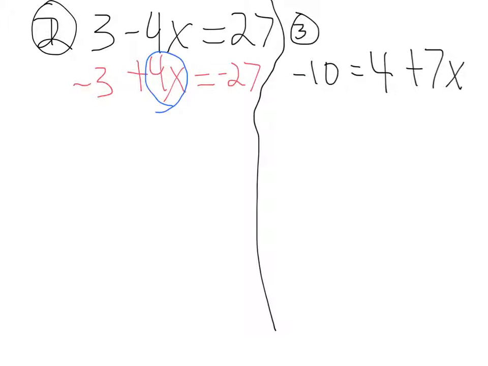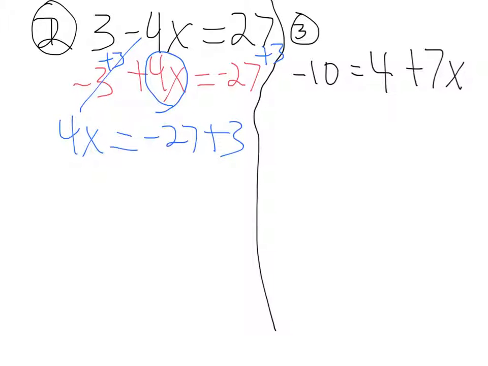Well, what's with 4x on this side? Let's see. It looks like it is a negative 3. Well, what's the opposite of negative 3? The opposite of negative 3 is plus 3. But I can't just plus 3 on one side. I have to plus 3 on both sides to keep it balanced. So that's gone. All I'm left with is 4x, and that equals negative 27 plus 3.